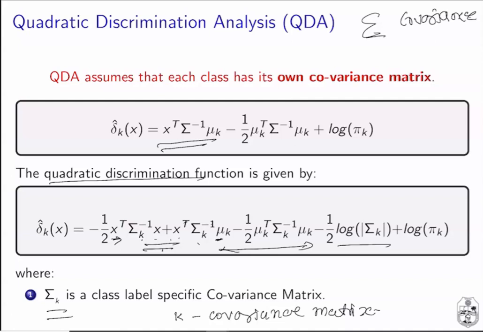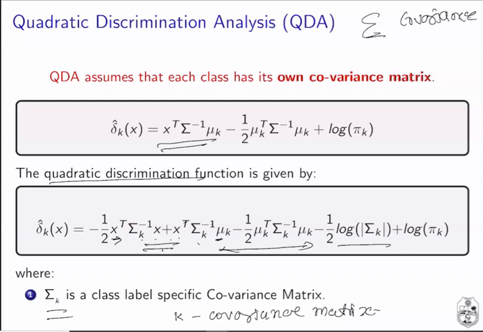Here sigma k means the class label specific covariance matrix. The difference between QDA and LDA is that in QDA there is more than one covariance matrix, whereas in LDA there is only one covariance matrix. Now I would like to explain why the linear discriminant analysis function is called linear and why the quadratic discriminant analysis function is called quadratic.